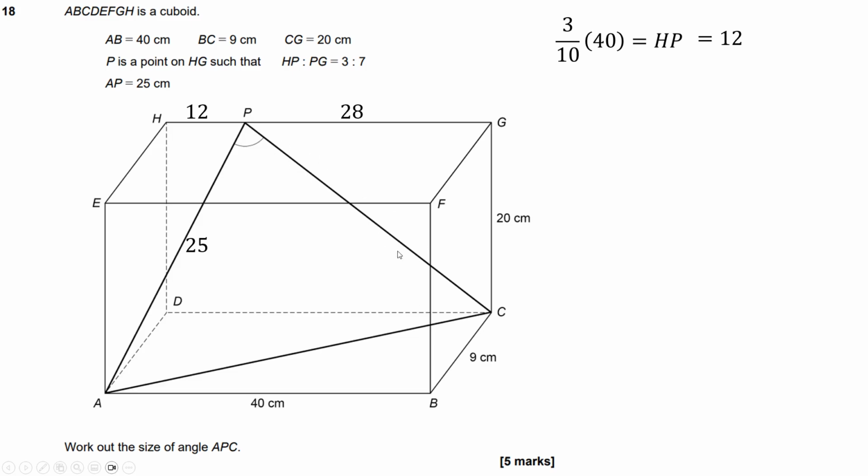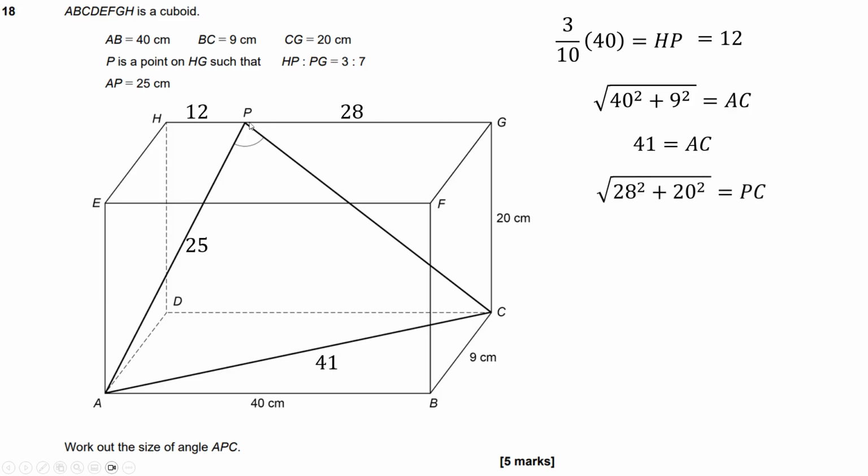So here we could work out this side here. We could also work out this side, because this is a right angle triangle. Same with this one. So 40 squared and 9 squared, square root, to get AC. So that's 41. Just label it on. Same thing here. Do the same for PC to get 4 root 74.